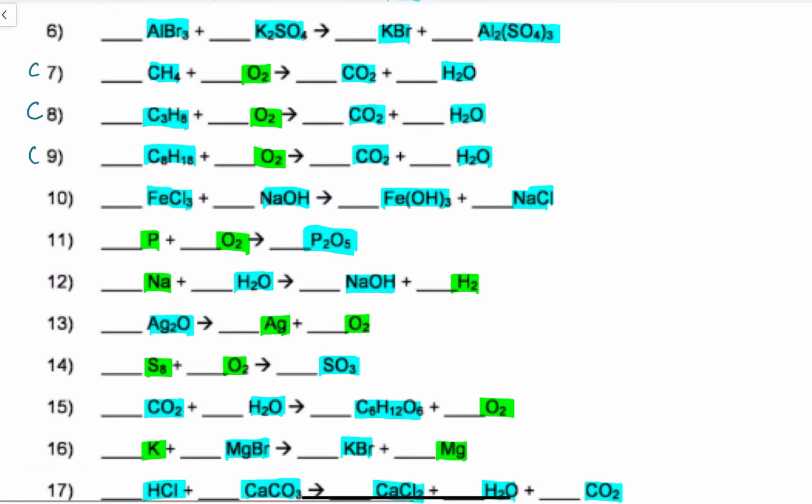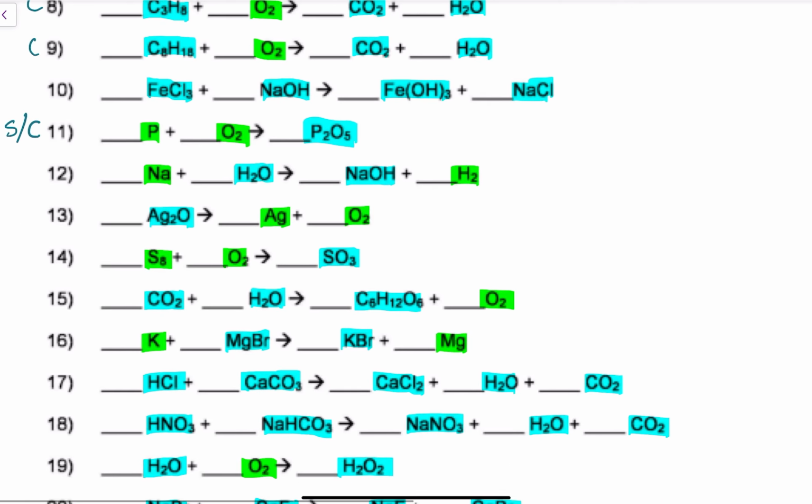All right, we got phosphorus combusting there. But if we look here, there's only one product. So that's also a synthesis. And notice I'm just skipping through. You don't have to go in order to answer your questions. Do the ones you're confident with first. We're all over combustion here. S8 plus O2, sulfur plus oxygen makes one compound. If it makes one thing, then it's a synthesis and a combustion. So S/C. There you go.